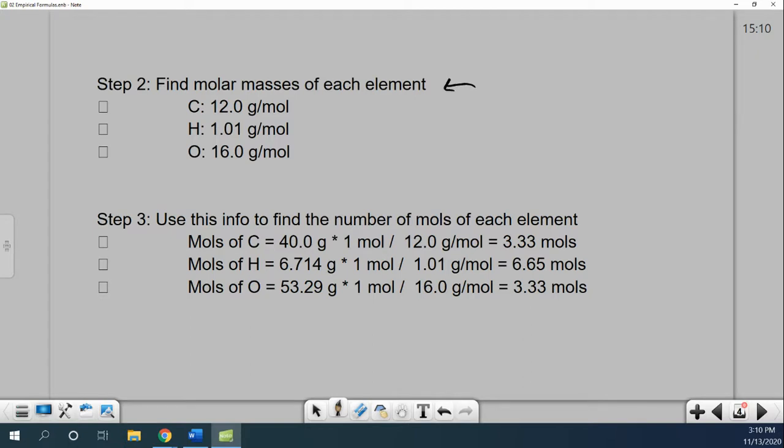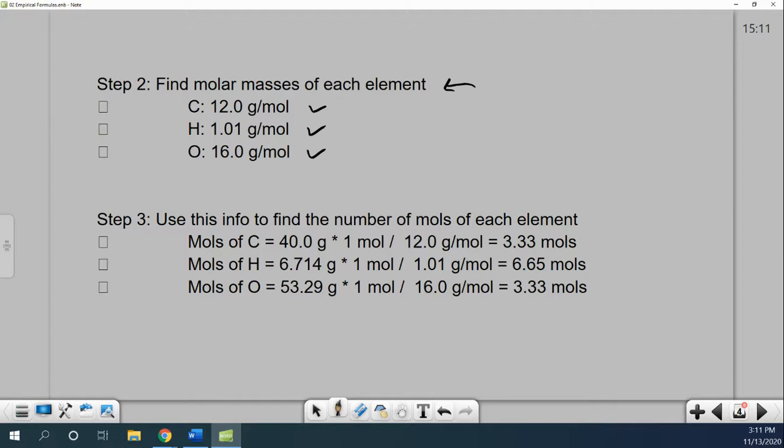So step 2 is find the molar masses. Look it up on your periodic table. Carbon has a molar mass of 12, hydrogen's 1.01 roughly. Oxygen is basically 16. Now these have been rounded just to make them fit on the screen and look a little neater. Depending on how precise you want to be, you probably want to keep a few more decimal spots there.